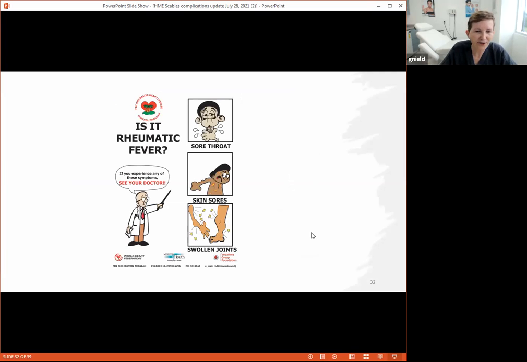So here's an interesting publication put out for patients, and it was from Fiji. So a lot of tropical islands have this problem. And here's the doctor saying, if you experience any of these symptoms, see your doctor. Sore throat, skin sores, swollen joints.